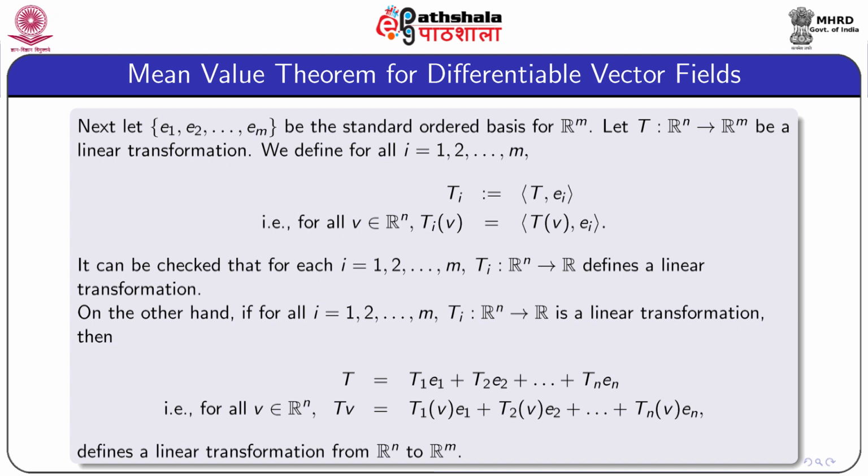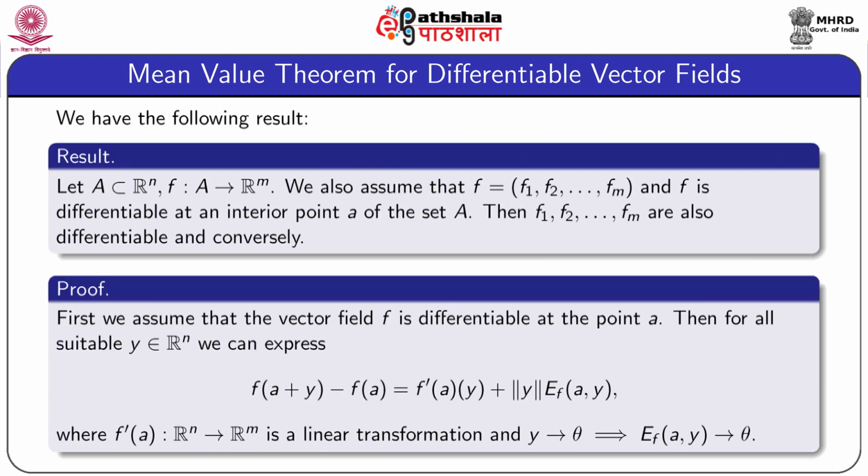On the other hand, if for every i from 1 to m, Ti from Rn to R is a linear transformation, then T defined by T1 e1 plus T2 e2 up to Tm em, that is, to be more precise, for every vector v in Rn, T(v) is defined by T1(v) e1 plus T2(v) e2 up to Tm(v) em, defines a linear transformation from Rn to Rm. We have the following result.